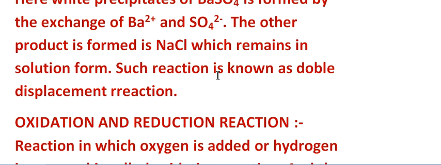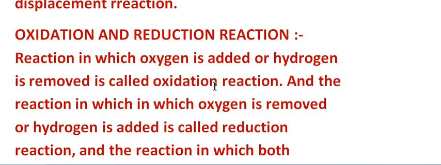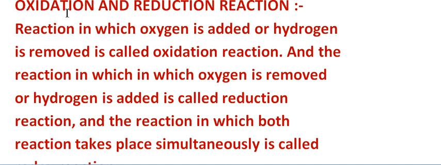So it is very clear: in displacement reaction, highly reactive element displaces less reactive element, and in double displacement reaction, exchange of ion takes place. Now students, let us understand another type of reaction, that is oxidation and reduction reaction. So it is very simple.